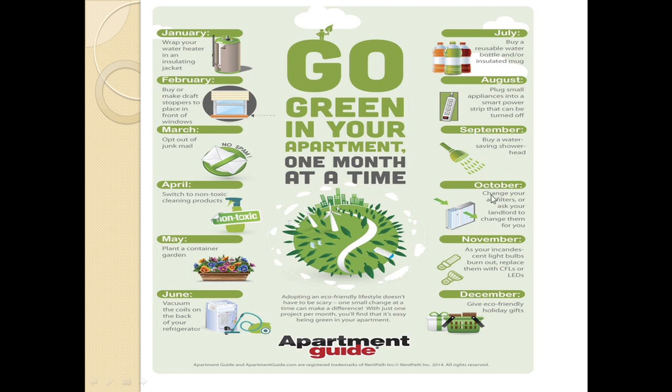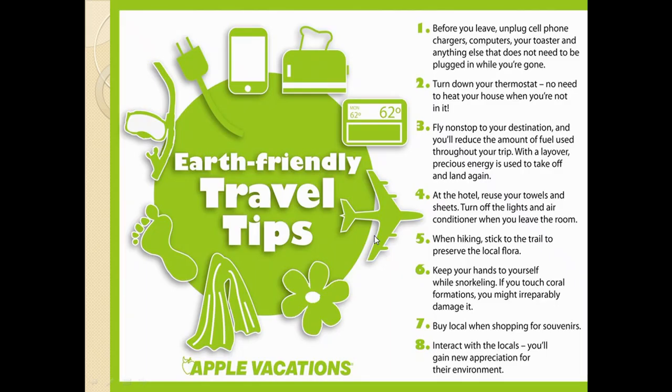In October, change your air filters or ask your landlord to change them for you. In November, instead of using bulbs, you have to use CFLs or LEDs. In December, you may give eco-friendly holiday gifts. So these are some of the ideas to go green in your home. There are certain earth-friendly or eco-friendly travel tips.